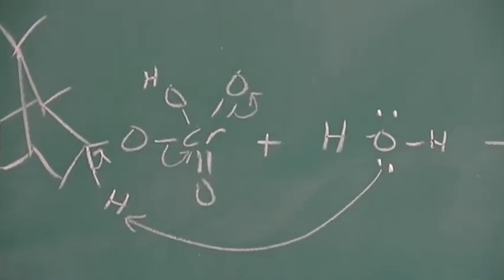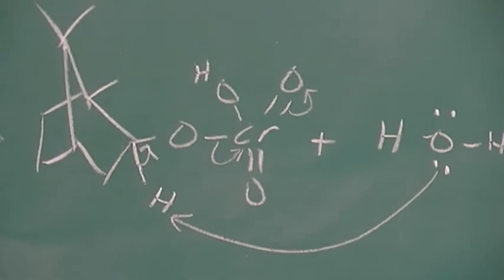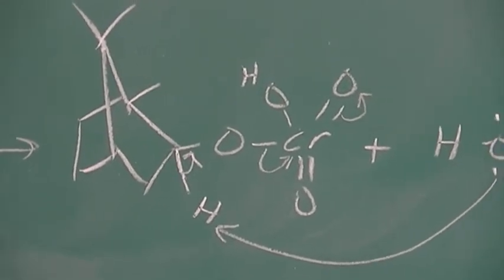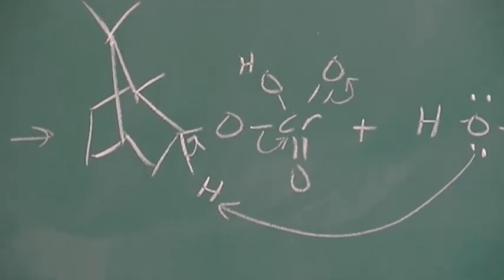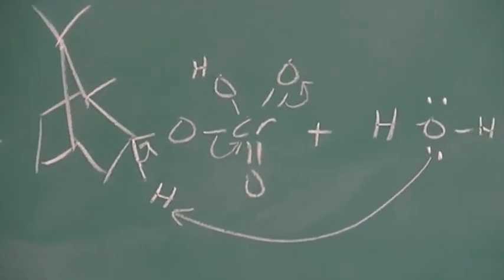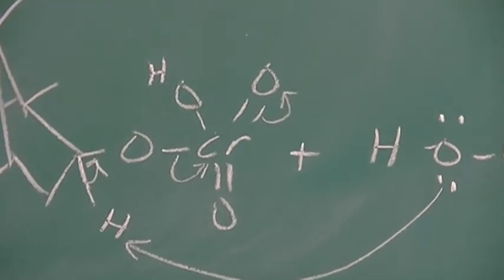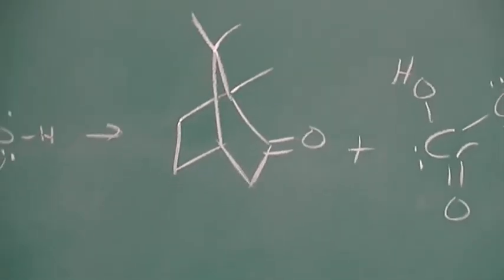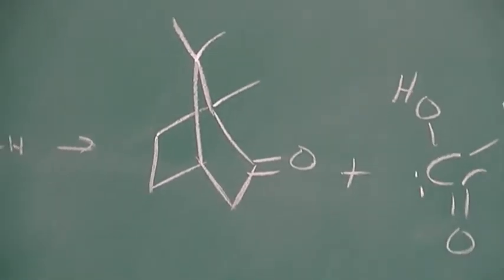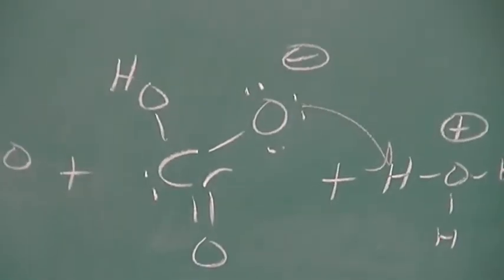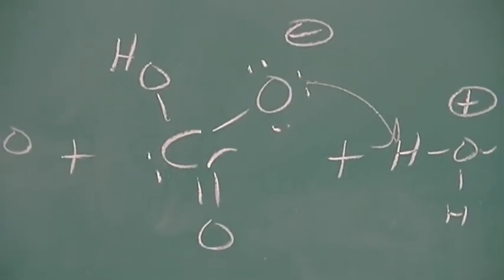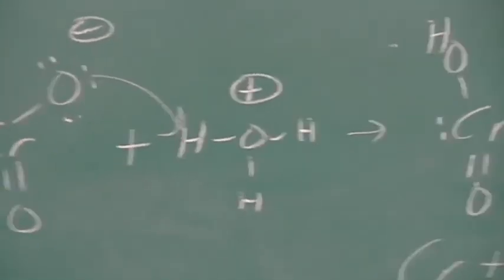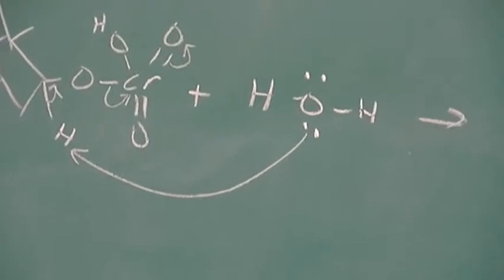All right, and now the water that got kicked out is going to take the hydrogen that is on the bicyclic ring, and that is going to form a carbon-oxygen double bond, and that's going to kick out our chromium. And so you end up with the ketone, all right, and you also have your chromium product. Now, this chromium product is going to then react with our acid. So this formed H3O plus.